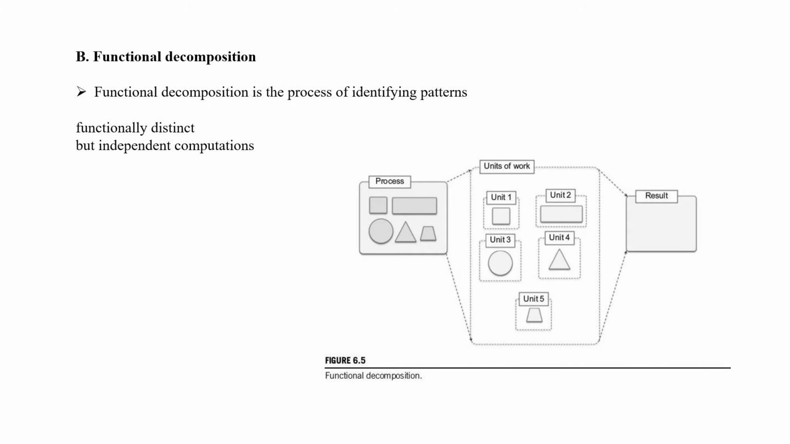So let us understand what is functional decomposition. Functional decomposition is the process of identifying functionally distinct but independent computations. So here the main focus is on the type of computation rather than on the data manipulation by the computation. Functional decomposition leads to a natural decomposition of the problem into separate units of work because it does not involve partitioning the data set, but separation among them is clearly defined by distinct logic operations.